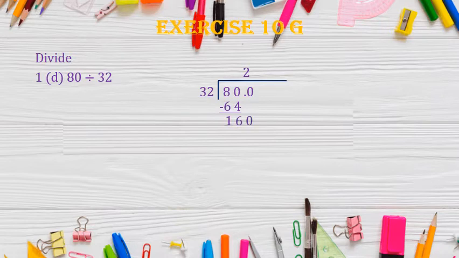We get 16 as remainder, and now we will put the decimal point in the quotient after 2, and now we will bring down that 0, and our number to be divided will become 160. And now let's divide 160 by 32. 32 5s are 160. So in the quotient we will write 5 after the decimal point, and 160 subtracted from 160 gives 0 as remainder. So 80 divided by 32 is equal to 2.5.